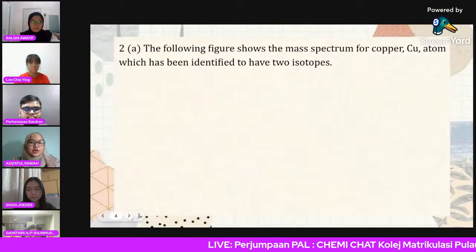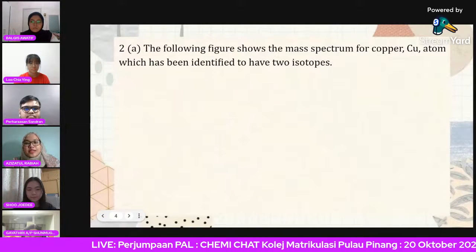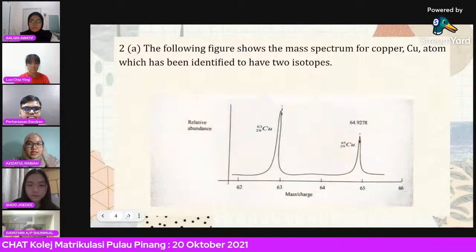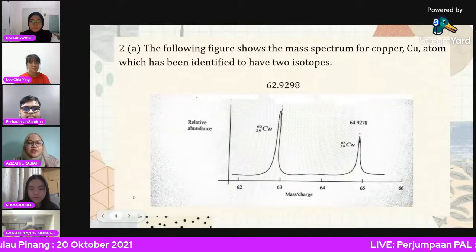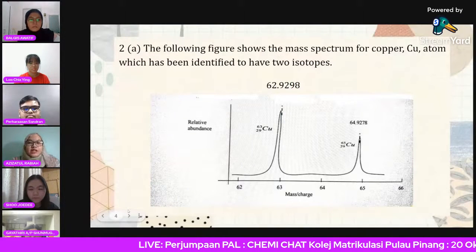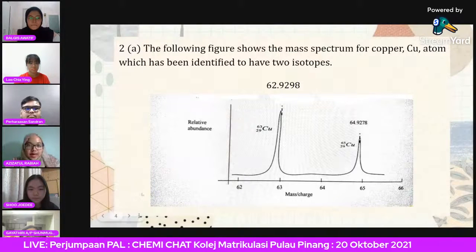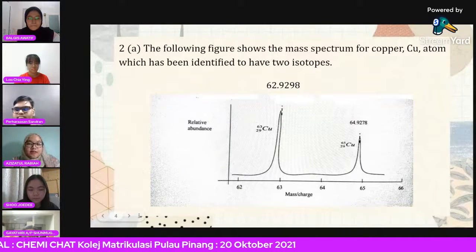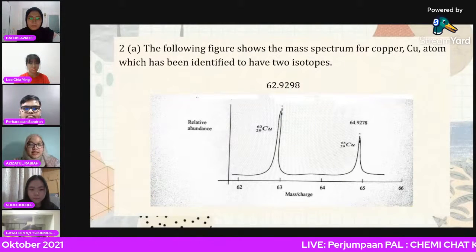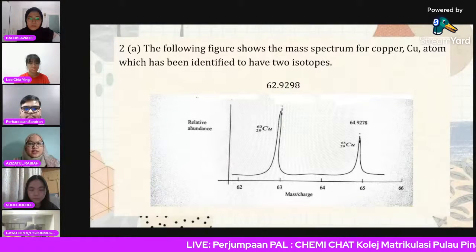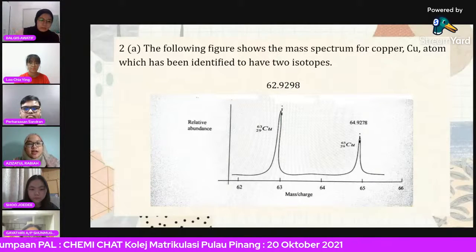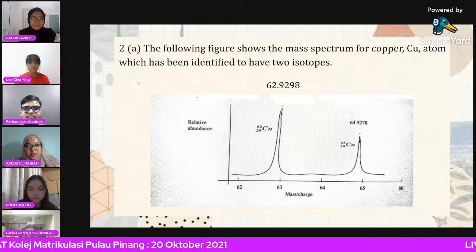So now we'll move on to the second question. The following figure shows the mass spectrum for copper Cu atom, which has been identified to have 2 isotopes. Okay, now we'll see the diagram. There's actually a few information that we can pick up from this diagram. Okay, contoh dalam soalan ni, kita tengok dia dah bagi dekat kita yang dia dah bagi kita 2 isotop kan. Okay, kalau kata soalan tak bagi, we can actually find how many isotopes involved in this question. We look at the number of peaks in this diagram. So we can see that the first is copper 63 is the first peak, and the copper 65 is the second peak, means there are 2 isotopes involved in this diagram, in this question.